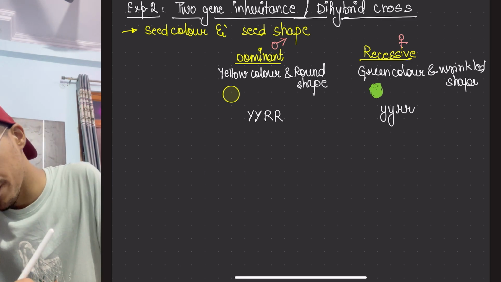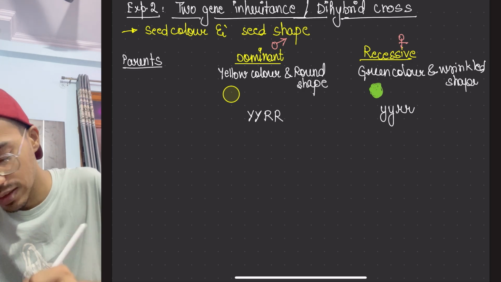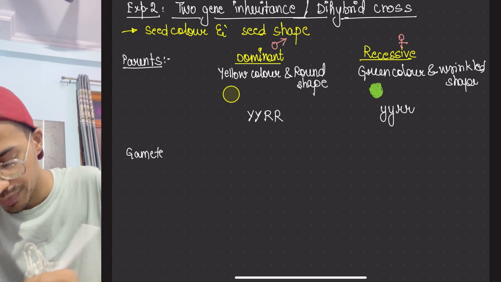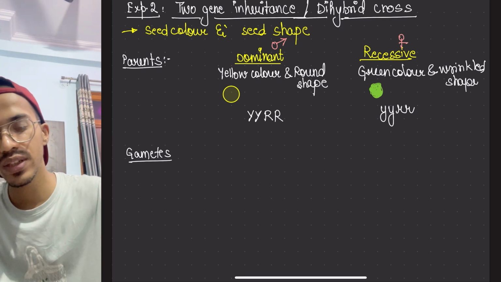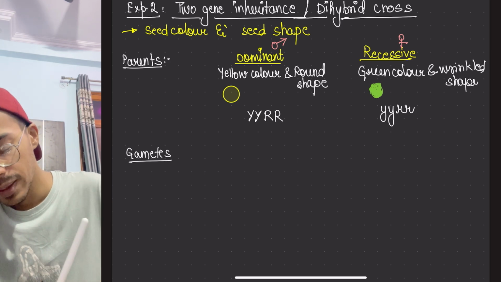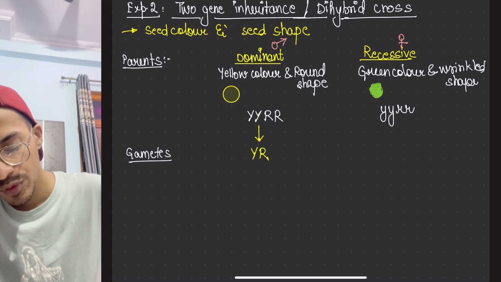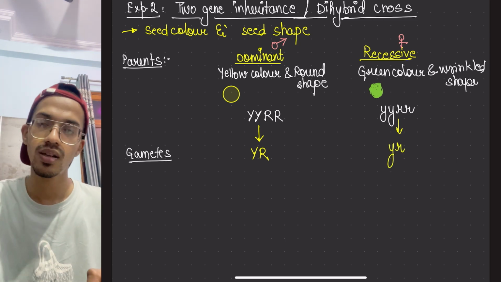Now what will happen? These are the parents. The parents will make what? They will make gametes. So now we have to make gametes of it. Since they have only two types, Y and R, both the gametes will go together when they are forming. So here what will happen? Capital R, small r. Here is, sorry, capital R, capital Y, small r.